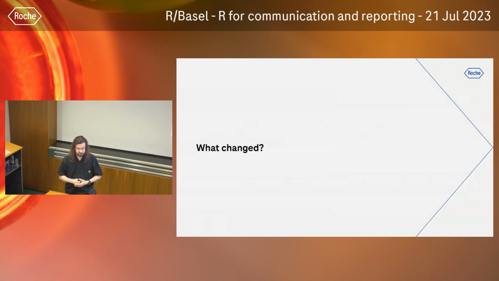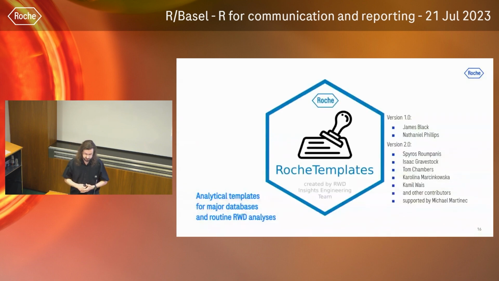So what changed and allowed to get from the old messy world to the new simple one? What changed was the Roche template R package that provides analytical templates or major databases and routine real-world data analysis. And there is an interesting story here. As the first experimental version of the package was created by James and Nathaniel long time ago.